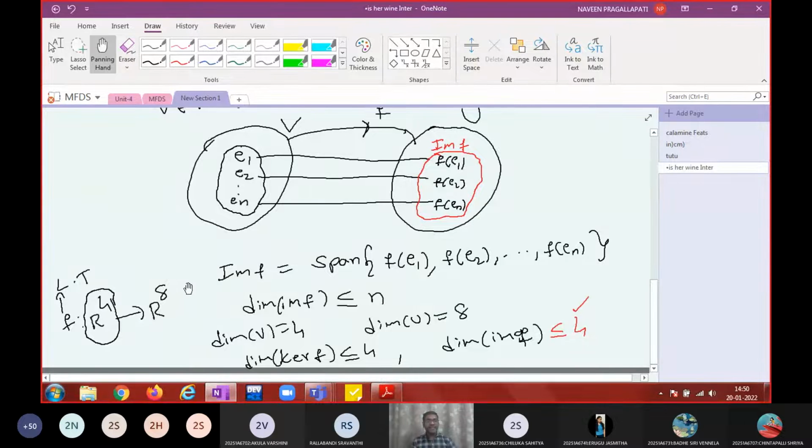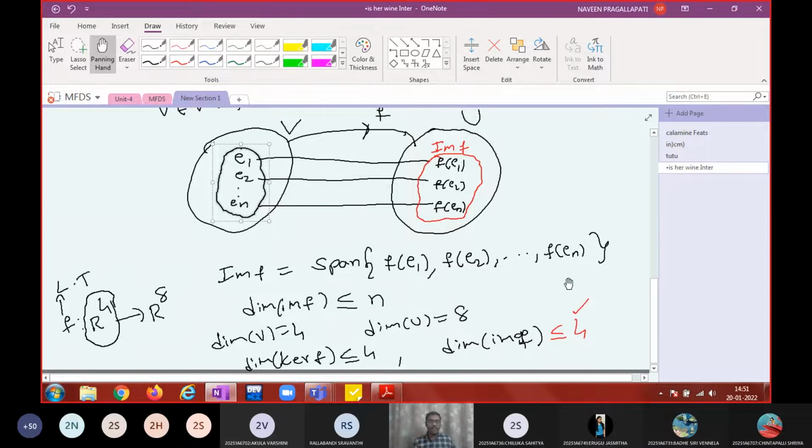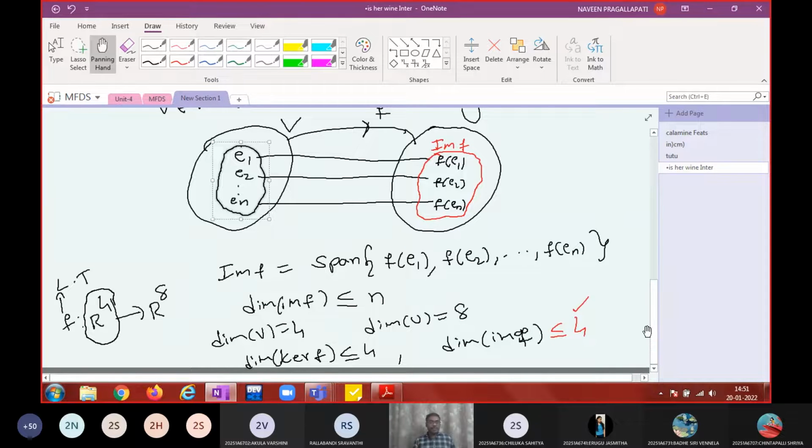The codomain can be of any dimension, infinite dimensional or finite dimensional. But the dimension of the image space will not exceed n, where n is the dimension of the domain. Do you understand this point? E1, E2, E3, E4. What are these images? f of E1, f of E2, f of E3, f of E4 generate the image space. That means the dimension of the image space cannot be more than 4, always less than or equal to 4. Is that point clear?